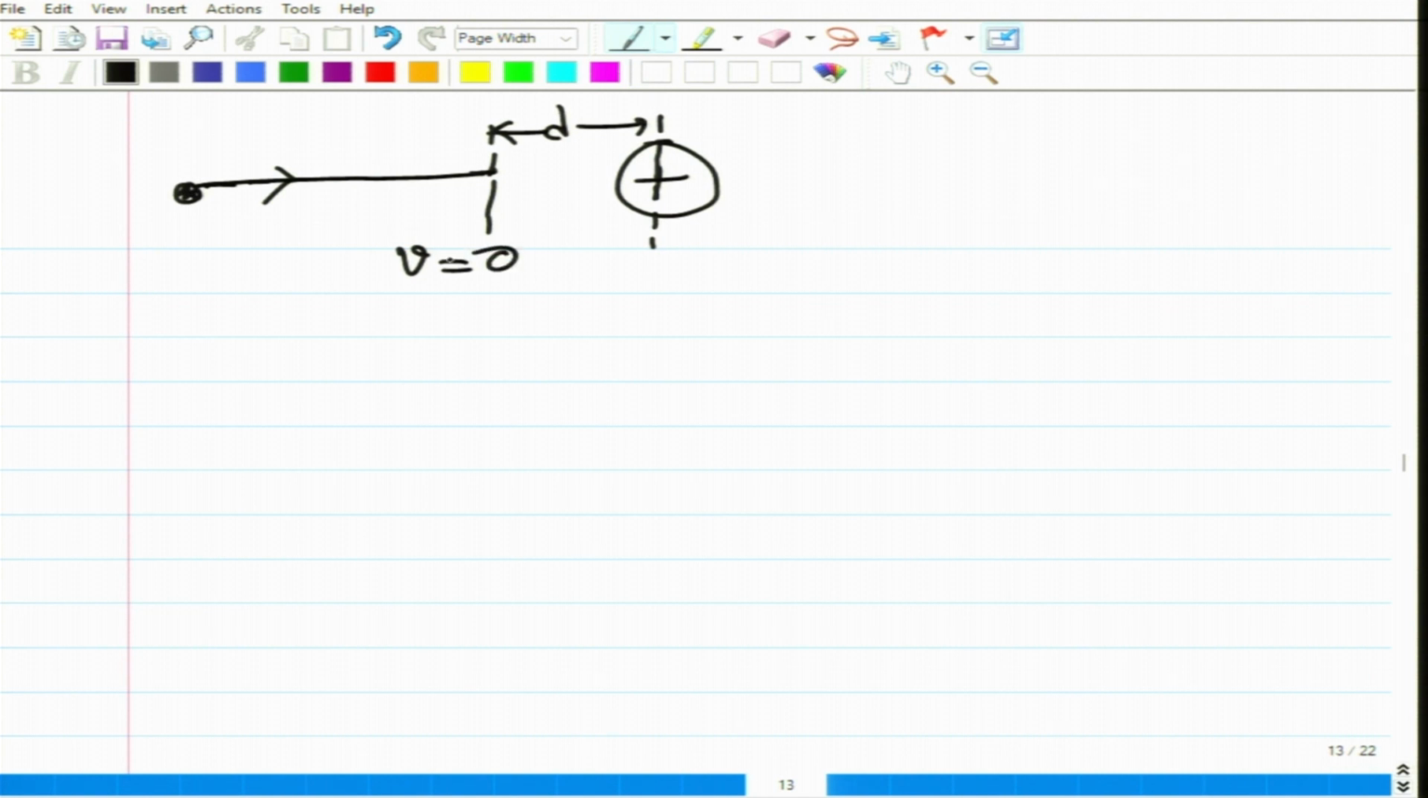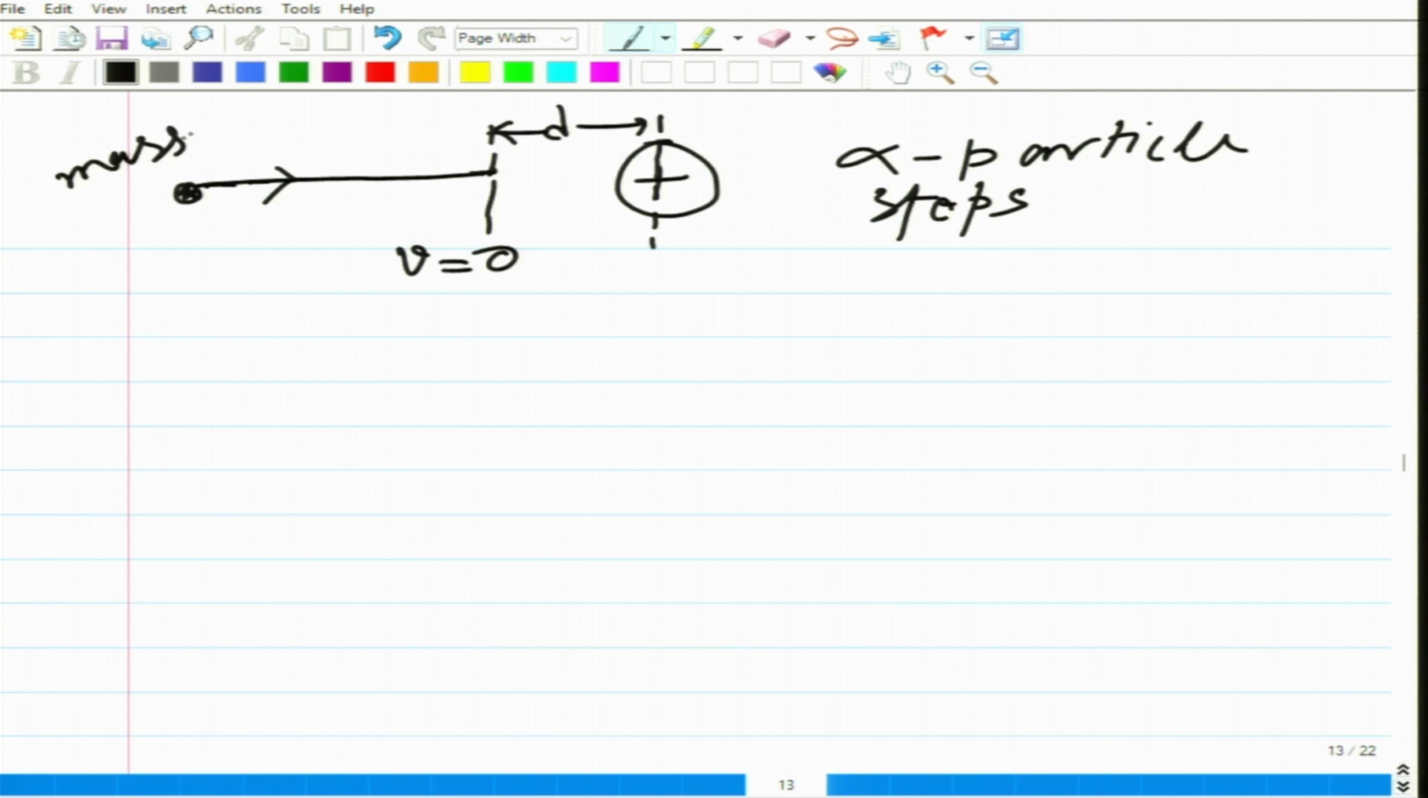So this is the alpha particle and this is the nucleus. When the alpha particle approaches the nucleus, it stops at a certain distance. We call it d. At this point, velocity is 0 because the alpha particle stops. So we have the mass of the alpha particle as m, and velocity as v.